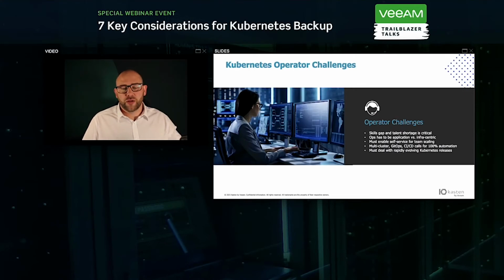And then operator challenges. We know that things are moving extremely fast in this world. Skills gap, talent shortage, all of that stuff. But we also need to enable things like self-service. We need to make it simplified. So we don't need a dedicated backup administrator when it comes to Kubernetes. We want them to just be able to use the stuff that they already know. There's already too many overwhelming things when it comes to Kubernetes across compute, storage, networking, etc. Data management doesn't need to be a big book that they have to read and understand as well.